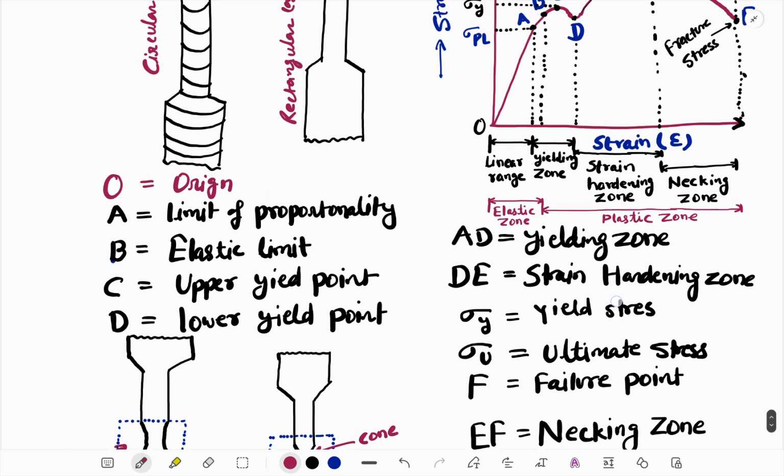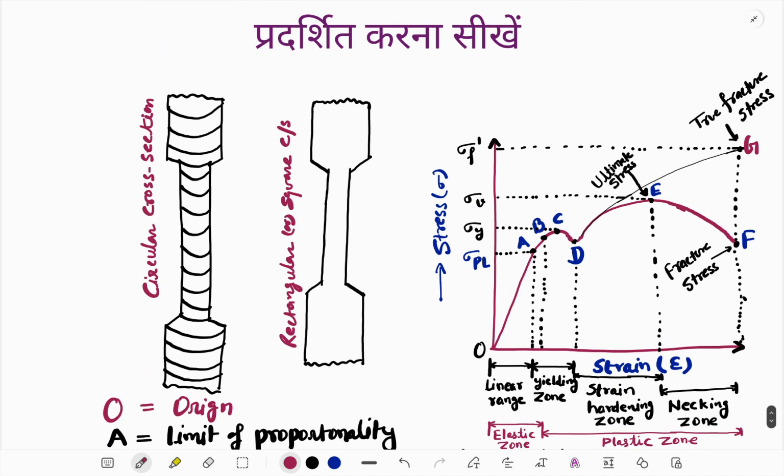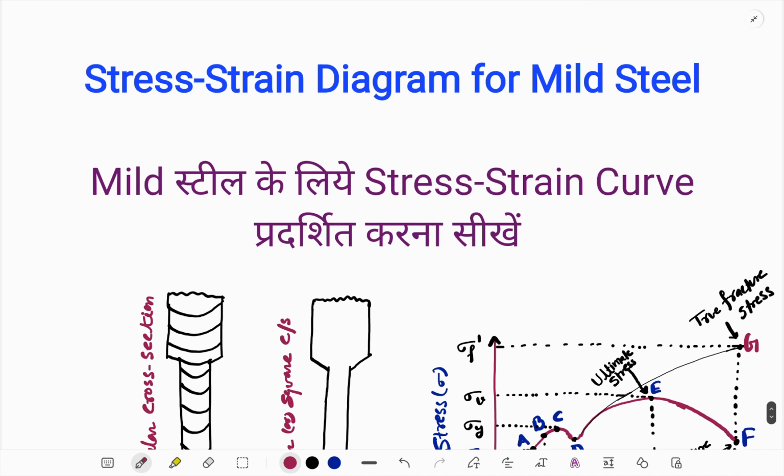So this is the concept of the stress strain diagram of mild steel.